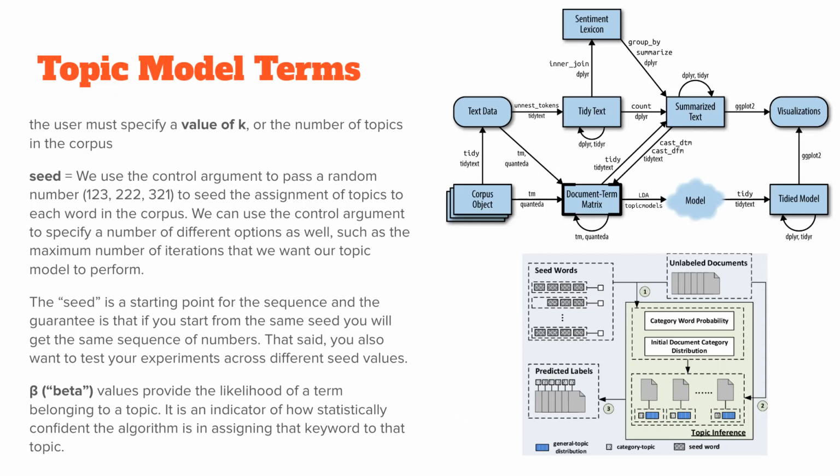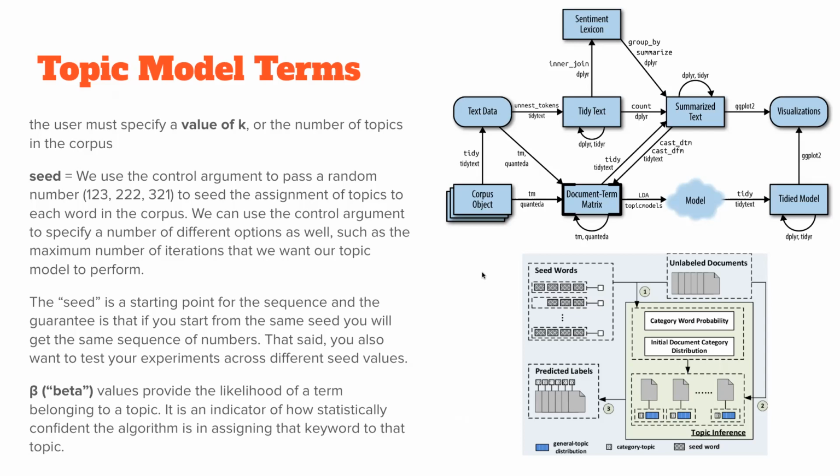Then we have to deal with a beta value, and the beta value is the likelihood of a term belonging to a topic. So a high beta value means that the keyword that appears in a topic has a very high likelihood of belonging to that topic. If the beta value is low, then it means that probably it belongs to a different topic.